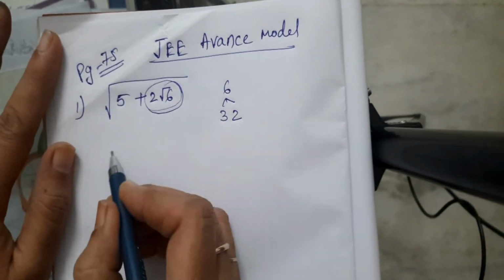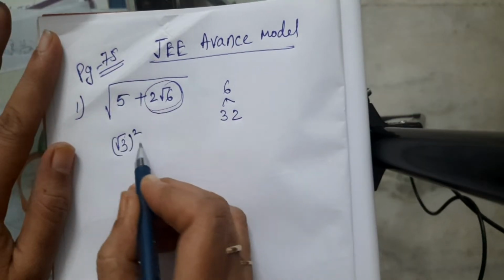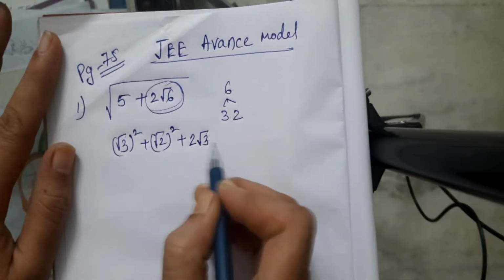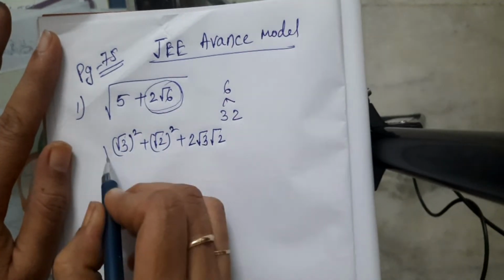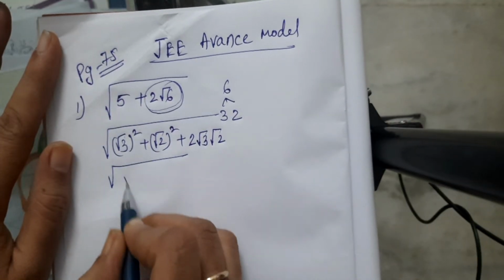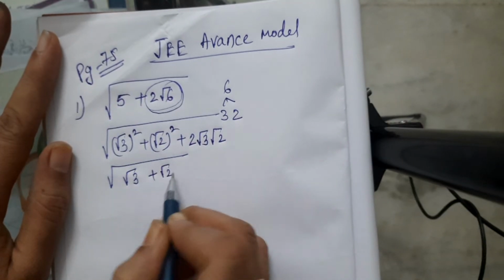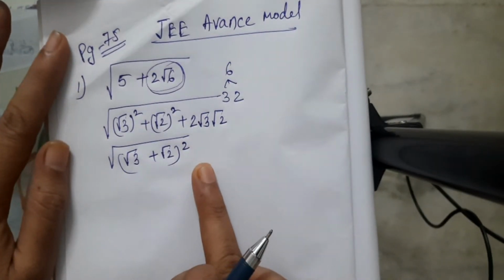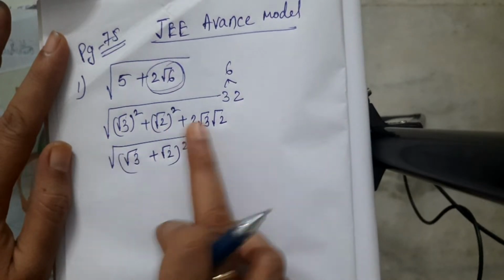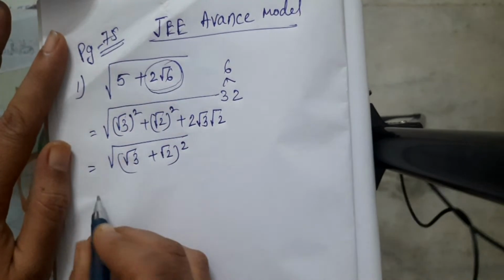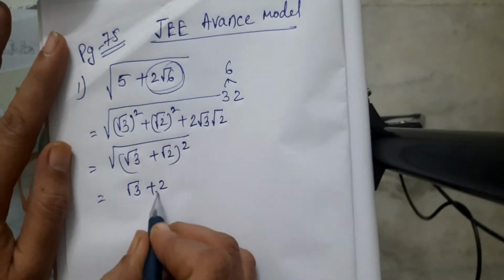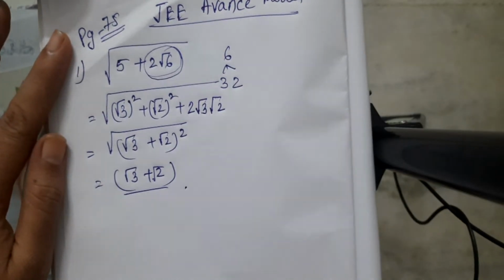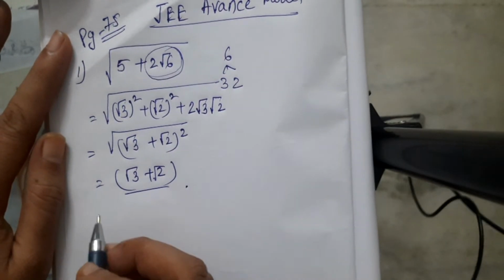Now make them in square form. Root 3 square plus root 2 square plus 2ab. So finally, it is root 3 plus root 2 whole square. Root 3 plus root 2 whole square, we can remove the square and root. So the final answer is root 3 plus root 2. So this is our final answer. This is how we completed the first question. Let's start with the next one.